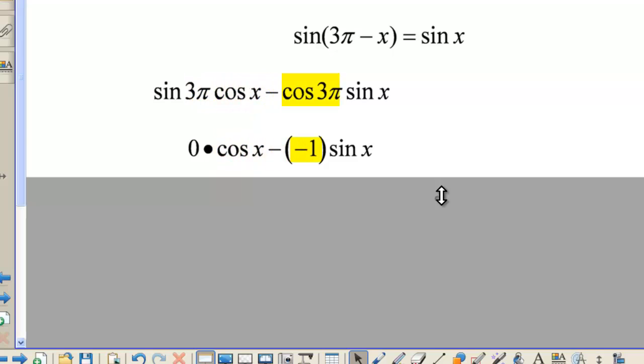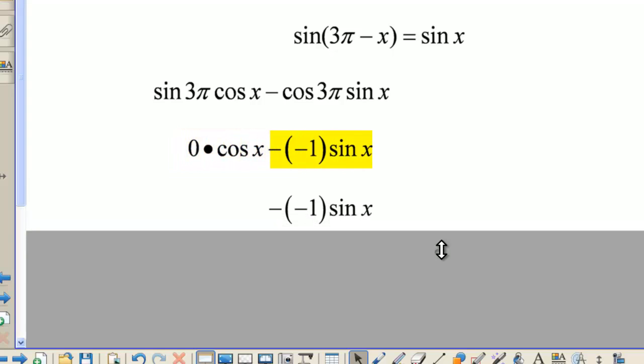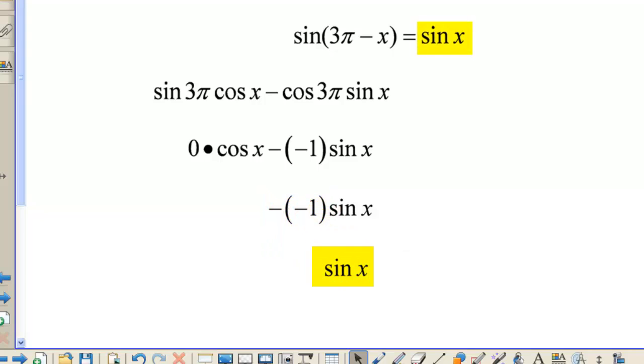The cosine of 3 pi is negative 1. And the next step is to just do some simple algebra. 0 times the cosine of x is 0, leaving me with subtracting a negative 1 times the sine of x. And last but not least, a negative becomes a positive, and I yield the sine of x, and I have made the left-hand side look like the right.